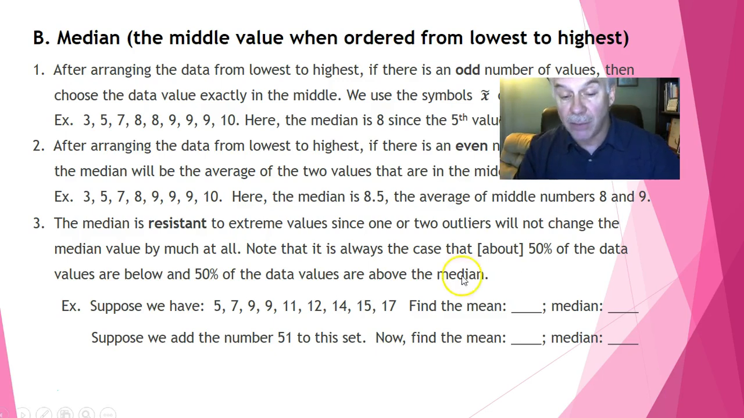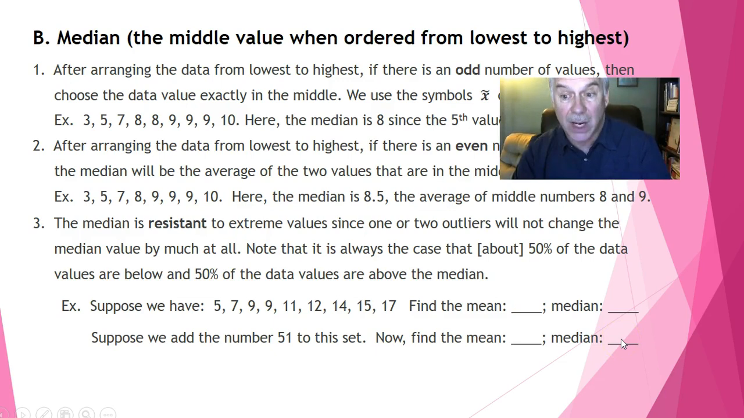The median, however, when I put 51 on the end of this data, and notice I've got to have them arranged from lowest to highest. If I put 51 on the end, now the middle numbers are 11 and 12, because there's now a total of 10 numbers, so that's an even number of numbers. So I've got to average the two in the middle. 11 and 12 are in the middle, and if I average 11 and 12, I get 11.5. So the median has moved from 11 to 11.5.